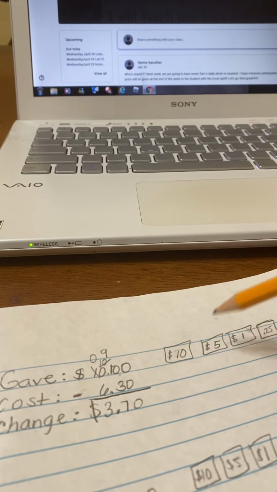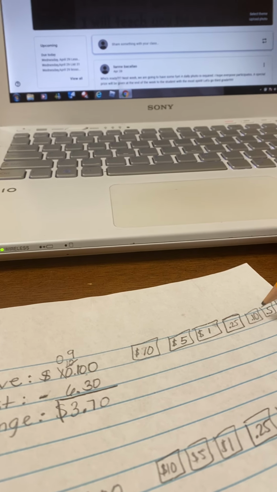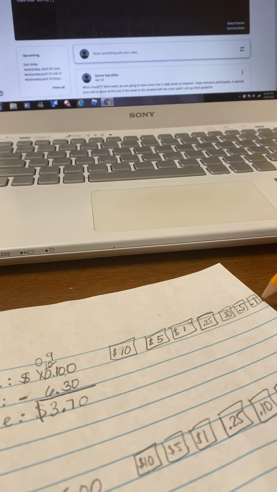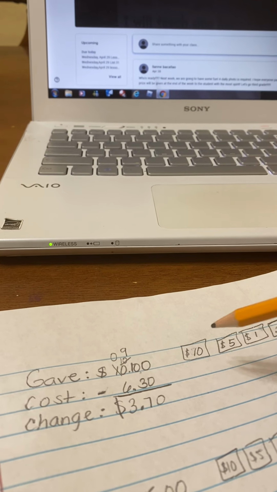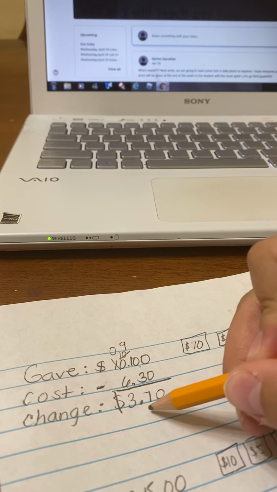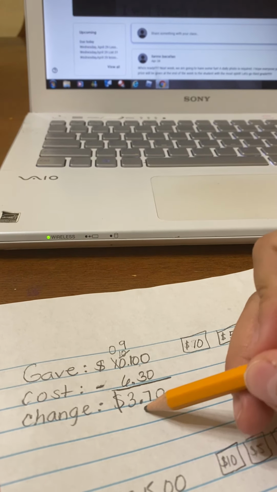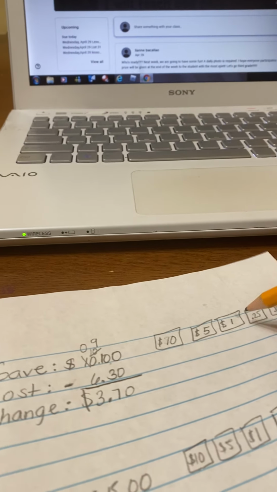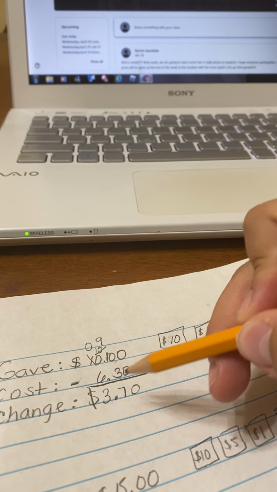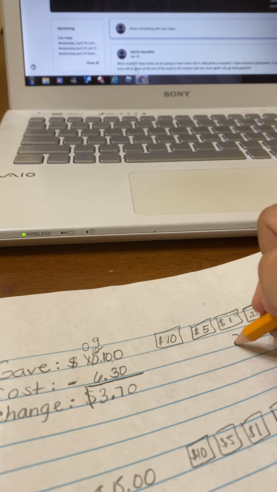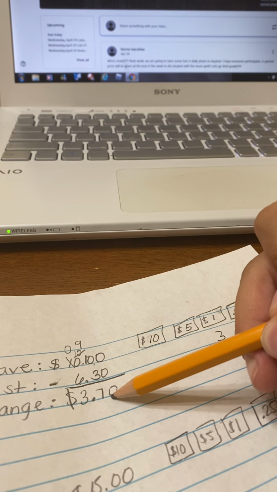So you have a $10 bill, a $5 bill, $1 bill, 25 cents, 10 cents, 5 cents, and a penny, right? So do we need a $10 bill to make a 3? No. Do we need a $5 bill to make a 3? No. Do we need a $1 bill to be able to make a 3? Yes. How many would we need? 3. 3 $1 bills. Now we have to do the change.